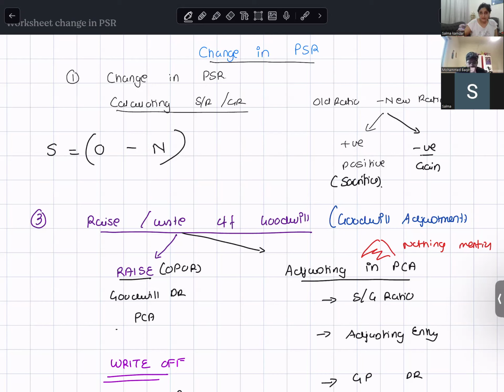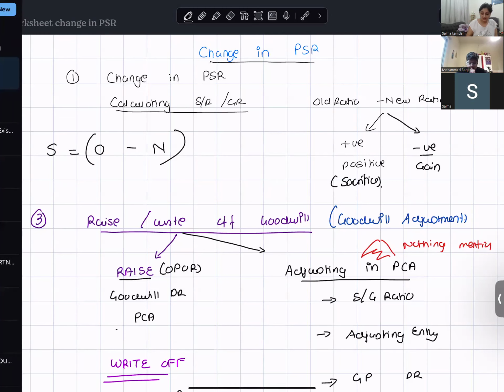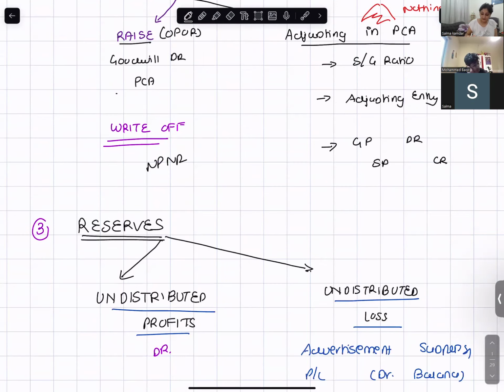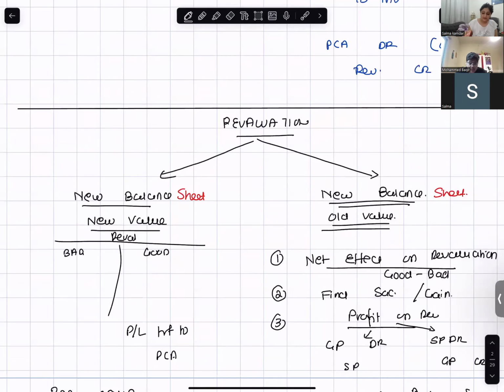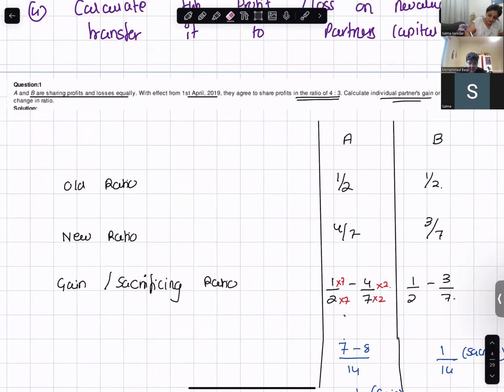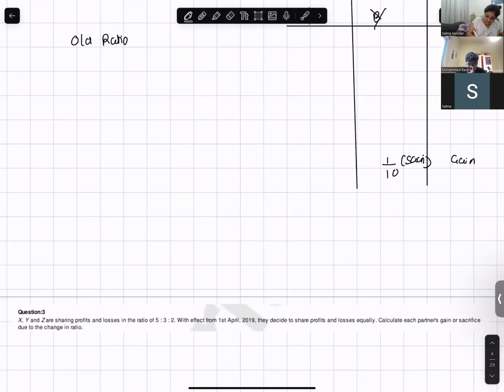With me? Yes, ma'am. So whenever there is a change in the partnership, there are things that you do. The first thing that you will always do is find the sacrificing or gaining ratio. First thing that you will do is what? You will find the sacrifice or gain ratio.